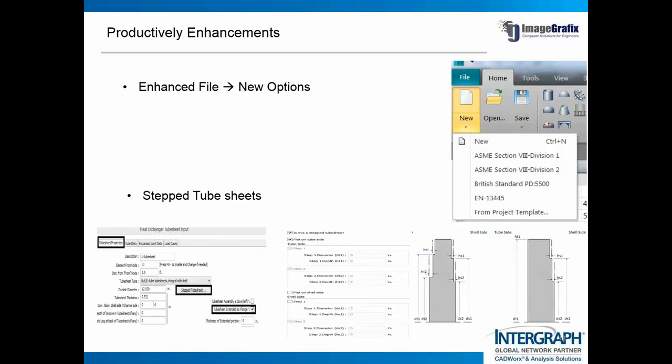Even if you wanted to go with ASME Section 8 Division 2, first you needed to start with that element, then you had the option to switch the codes. But now in the new version, if you want to work with ASME Section 8 Division 1, Division 2, a British code, European code, or project template, you can select it from here. So you save the time of modeling that element and then switching your codes.